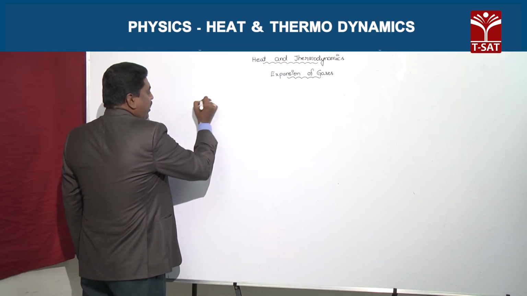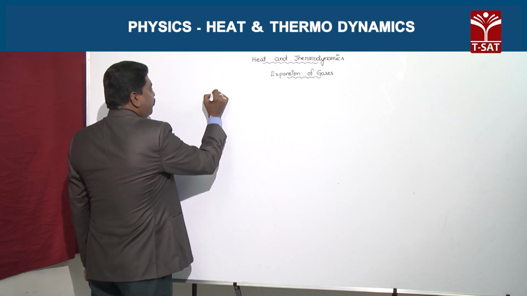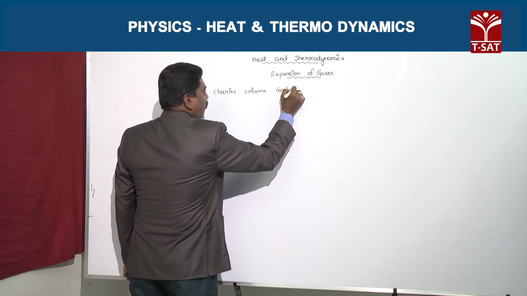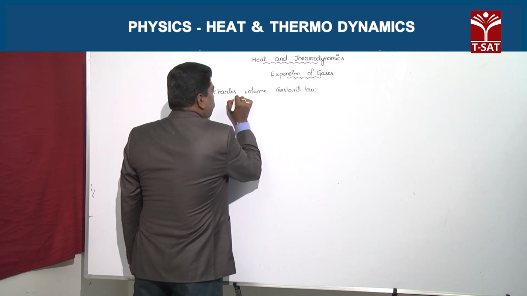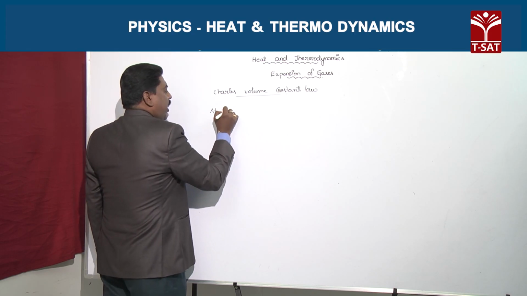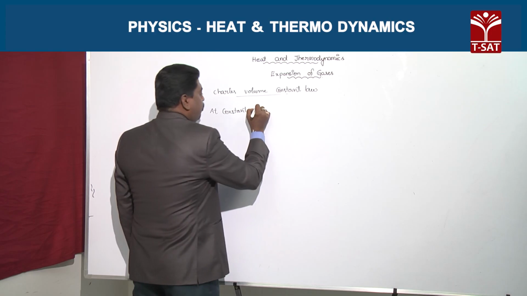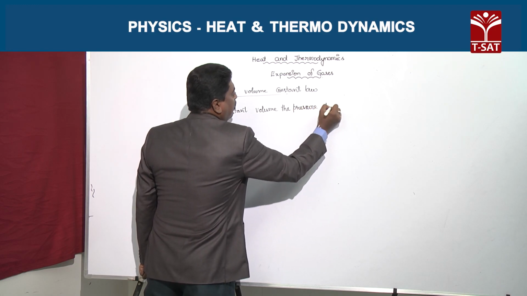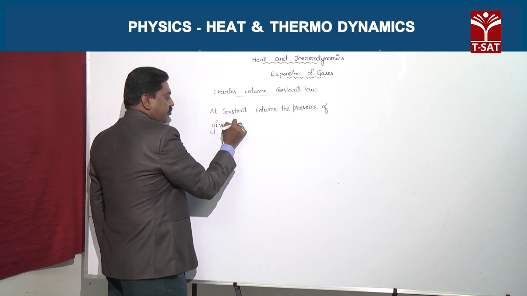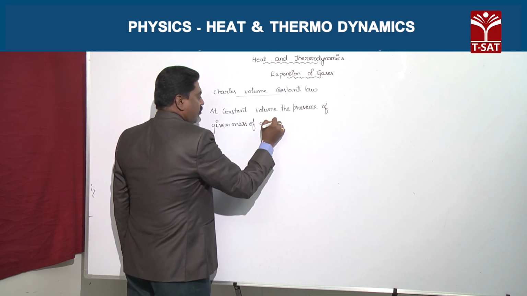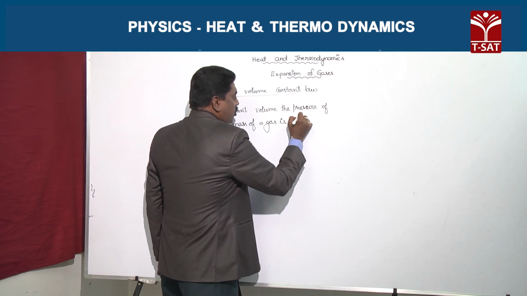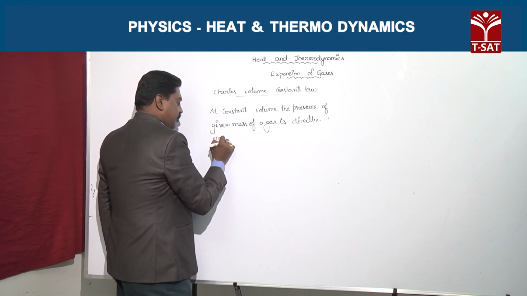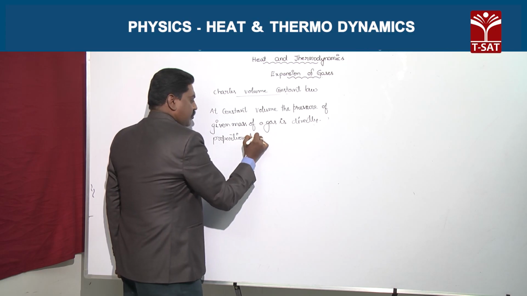Now, let us try to understand Charles' volume constant law, which states that at constant volume, the pressure of a given mass of a gas is directly proportional to absolute temperature.